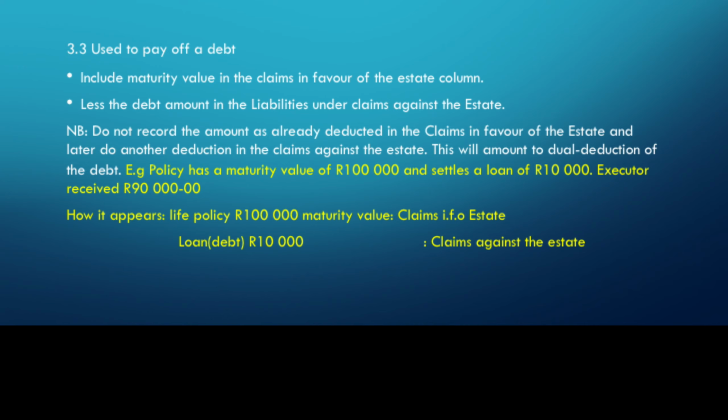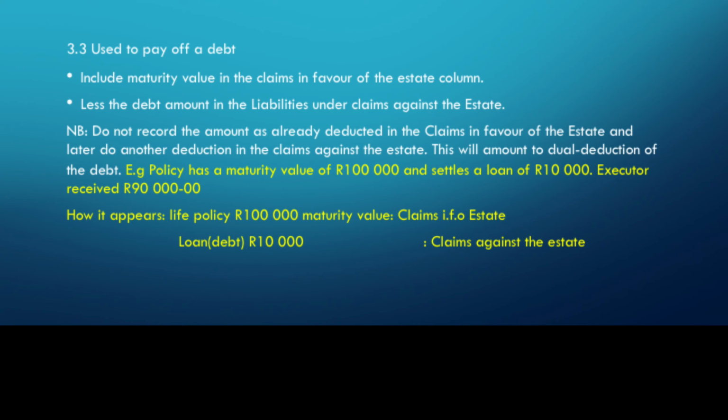This is the mistake that people make. They will say the policy was used to pay a debt of a particular amount. Then we have the remaining balance. Then the person will record the remaining balance in the claims in favor of the estate. And they go again in the liabilities and deduct the policy twice. That amounts to dual deduction, and it will cost you. Your L&D will not balance.